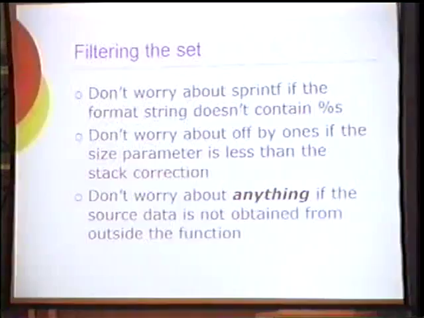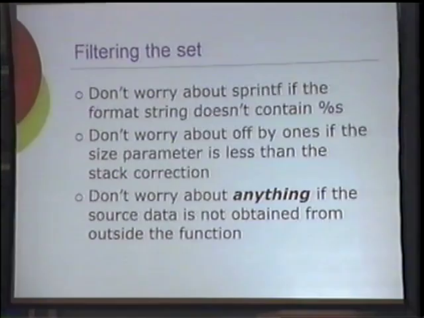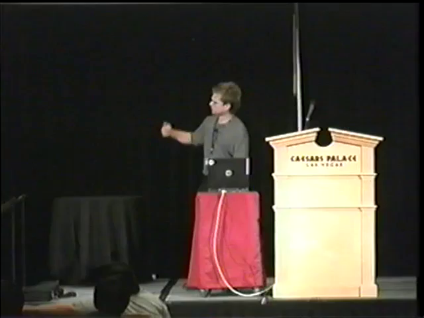Now, in terms of getting rid of extra stuff in the data set, obviously we want to filter out stuff we don't care about. Let's not look at sprintfs that don't contain a percent s in them. If the off-by-one error that we detected is smaller than the stack size we're dealing with, and we know that, we obviously aren't going to look at it. So we just have to have good filters to get past a lot of the stuff up front. So I'm going to reiterate some of the things I just showed you.